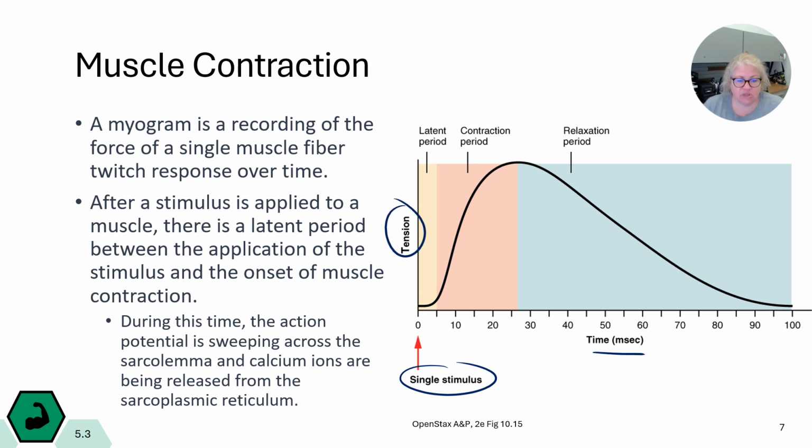After a stimulus is applied, here at time 0, there's a latent period where we're not seeing any tension. So we don't see any tension during the latent period right here. Tension stays low. That's because during this time, the action potential is sweeping across the sarcolemma, the calcium ions are being released from the sarcoplasmic reticulum, and that all takes time. It's a very short amount of time, about 5 milliseconds, but it does take time for the action potential to come across, as we saw in previous videos, and for the calcium to be released, as we saw in previous videos.